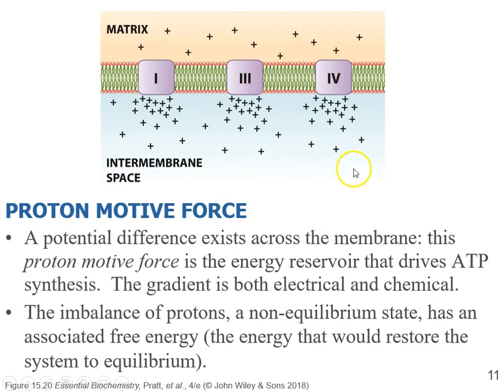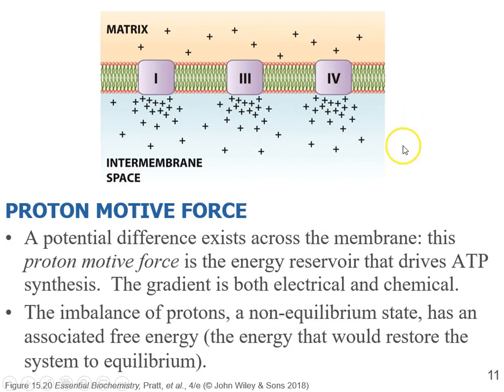So this is a picture from our book. Again, to orient ourselves, here the matrix is on top. The protons are being pumped through complex 1, complex 3, and complex 4. So we have an excess of protons, positive charges, in the intermembrane space, and a deficit of protons in the matrix. This is referred to as the proton motive force. This potential difference across the membrane is an energy source that is tapped by the ATP synthase in order to activate it to be able to synthesize ATP. This gradient is both electrical and chemical. This imbalance of protons is a non-equilibrium state.